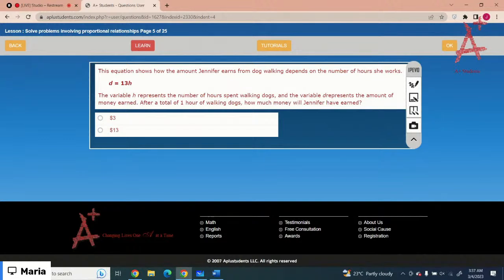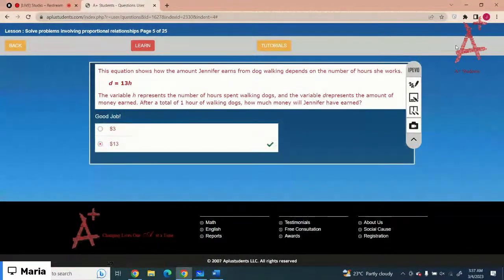So you do 13 times H. Got it? So 1 hour of walking dogs is 13 times 1. 13 times 1 is 13. That means if she walks a dog for 1 hour, she will earn $13. Got it? So it would be $13. Got it? So the correct option is 13.